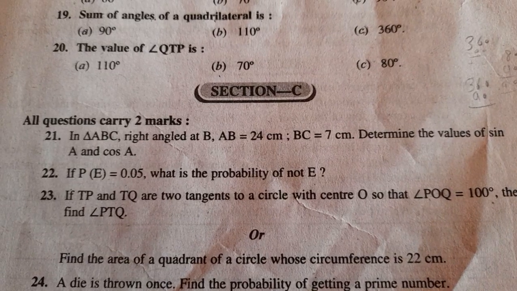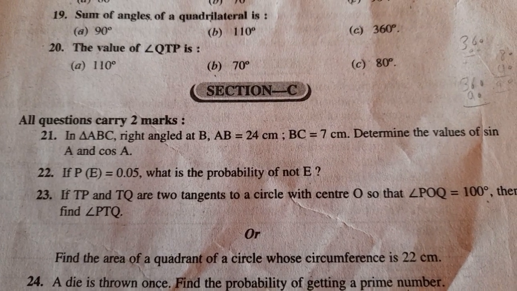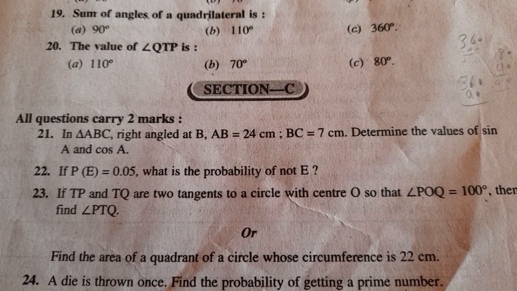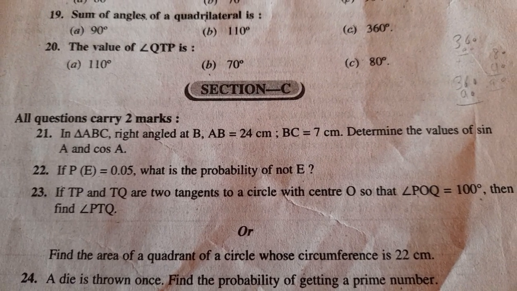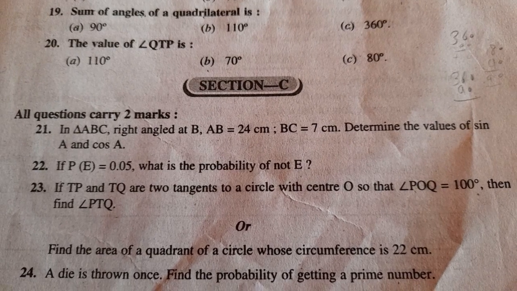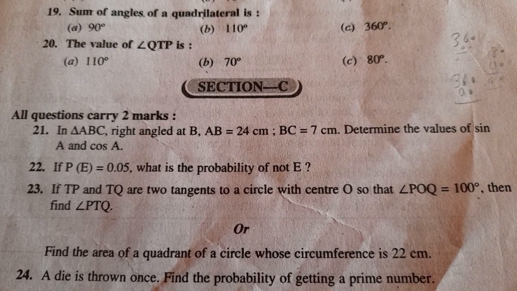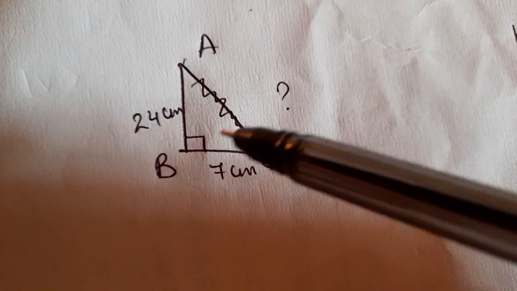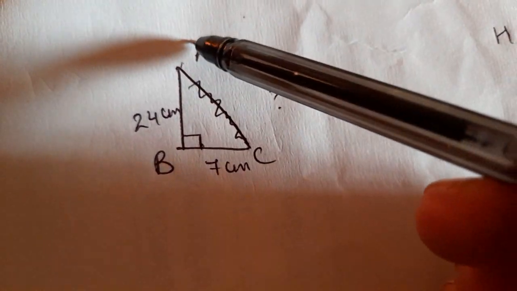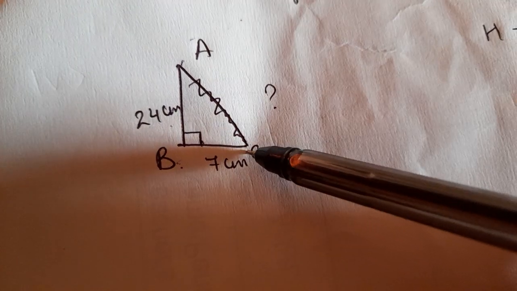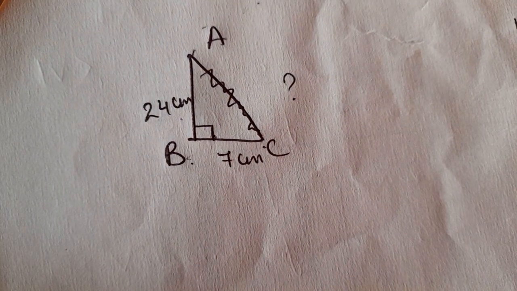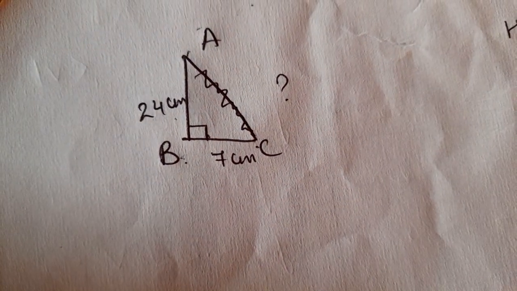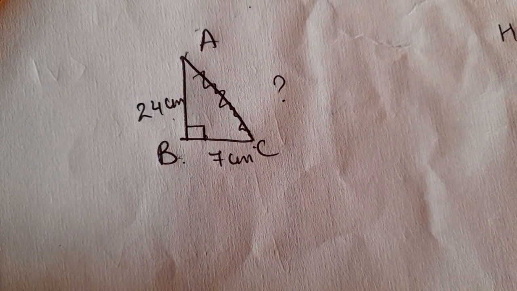Question number 21 is, in triangle ABC, right angled at B, AB equals 24 centimeters, BC equals 7 centimeters. So firstly, we have to make the diagram. So here is the diagram, triangle ABC, right angled at B. AB is 24 and BC is 7 centimeters. Now we have to find the value of the hypotenuse. The hypotenuse is the longest side of the right angled triangle.